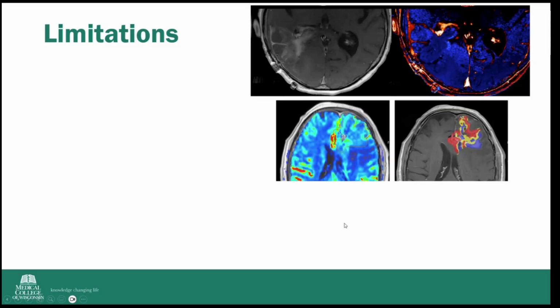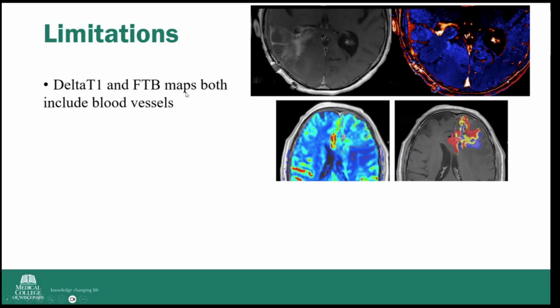So there are a few limitations to these techniques that it's important to acknowledge. Delta T1 and FTP maps both will incorporate blood vessels. At least included in what they measure is vascularity. So for surgeons starting to target these areas, you have to be cognizant of that. I wouldn't just blindly target a red area. You've got to make sure you're not going to biopsy a blood vessel because that can cause damage.